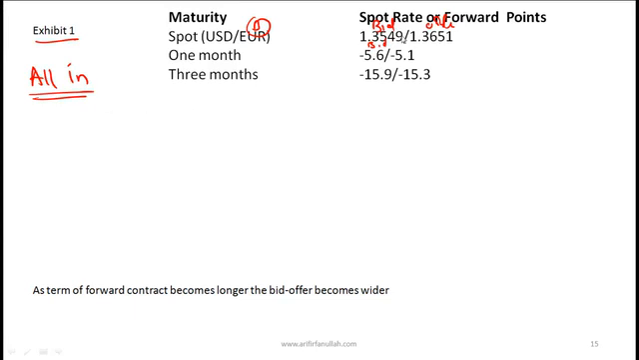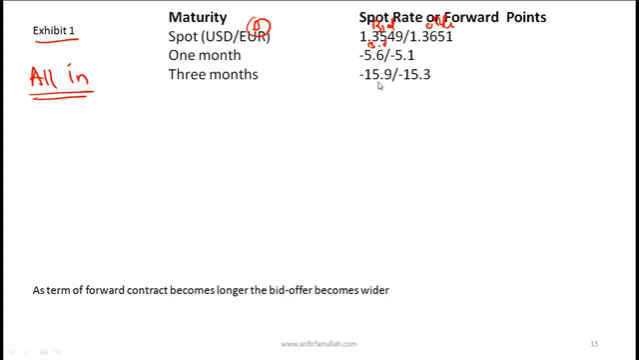Now we are given the spot rate. Let's just take a bid. Let's say that we are interested in selling to the dealer. So the bid rate means the rate at which the dealer will buy, so that means the rate at which we will sell. If we sell in the spot market, we sell euro for this much.